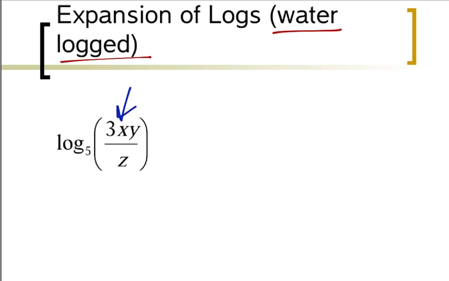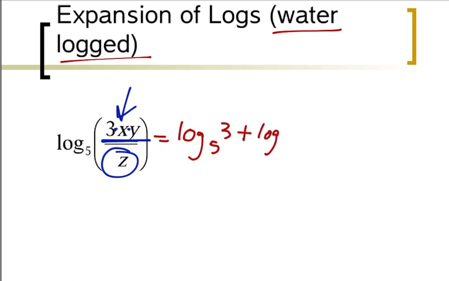And notice whatever's on top, there's multiple things, and they got multiplication happening. They're all going to get positive logs. What's on the bottom, that gets a negative log. So you rewrite it. We're going to have 3 positive logs and 1 minus log. So log base 5 of 3 plus log base 5 of x plus log base 5 of y. And then now the z is on the bottom, so you get a minus log base 5 of z.